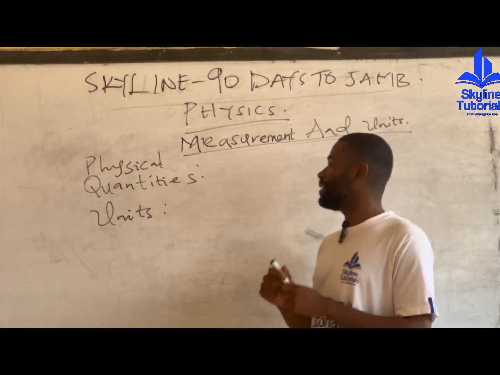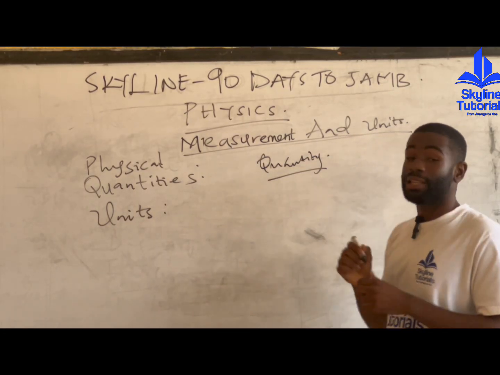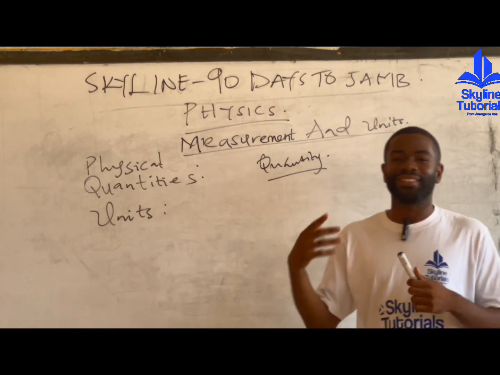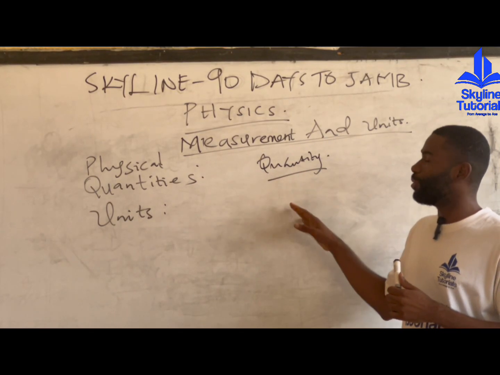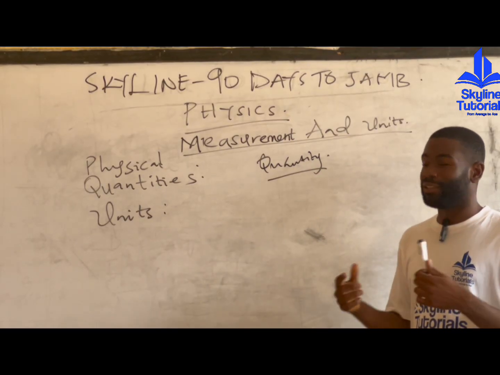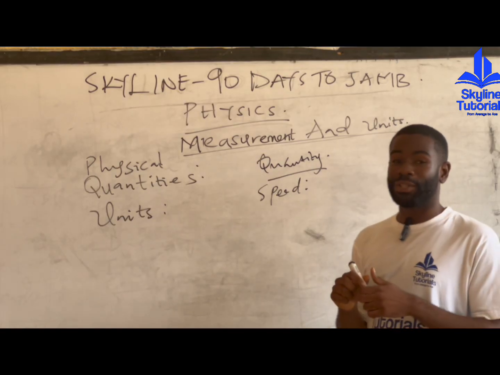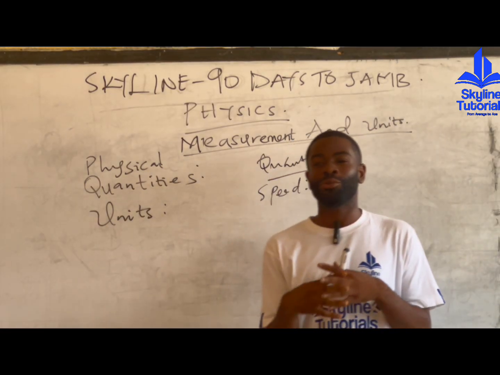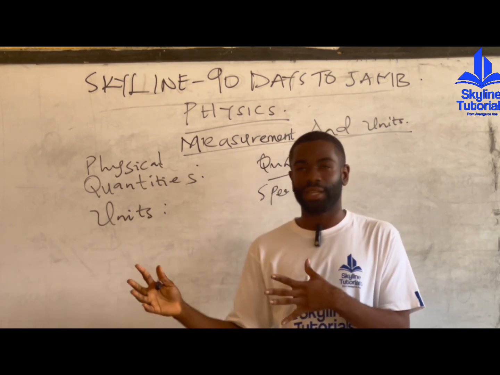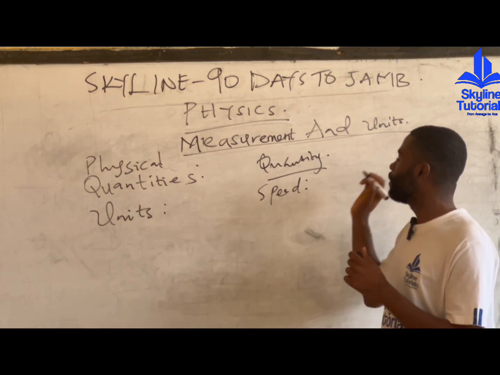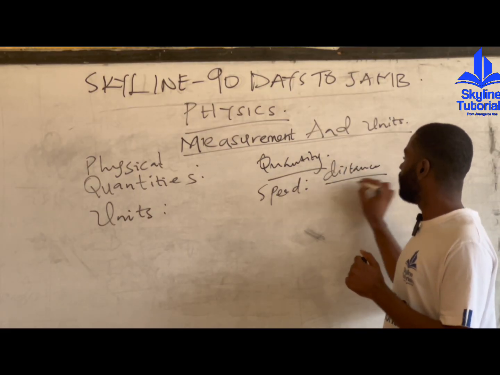So let's begin with the definition of a quantity. Simply put, a quantity is anything that is countable or measurable. Anything you can count or measure is referred to as a quantity. For example, I have speed. Speed is a quantity that is measurable. If I want to get the speed of a moving body or a moving object, you get that through the ratio of the body's distance all over the time.